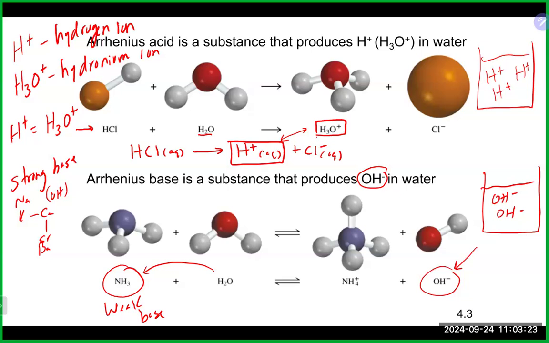And because it's able to produce hydroxide in solution, it is considered a base, but it's a weak base. So there are weak bases, there are strong bases that we'll talk about, there are weak acids and strong acids that we will talk about as well. But what makes an acid pretty much an acid is that ability to produce free H plus in solution. What makes a base is the ability to produce hydroxide.